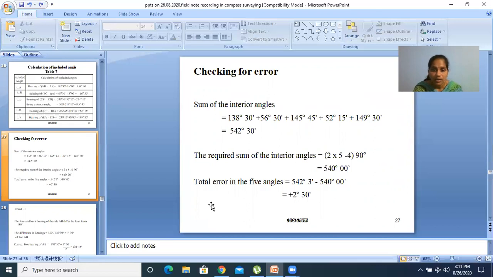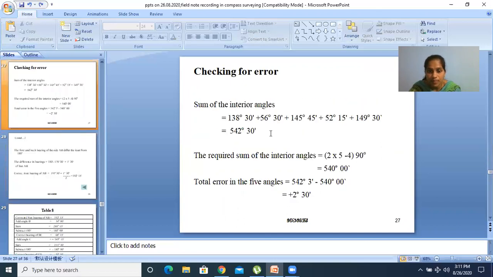So the sum of our calculated interior angles should be equal to this 540 degrees. Then you add angle A, angle B, angle C, angle D, angle E. The sum is 542 degrees 30 minutes, which is more than our required sum. So the total error in the 5 angles is observed minus actual, that is plus 2 degrees 30 minutes.